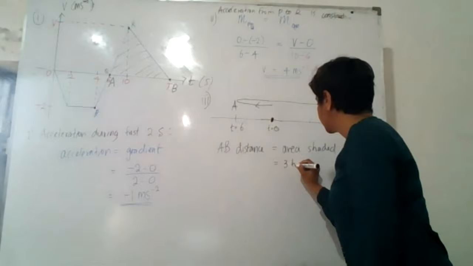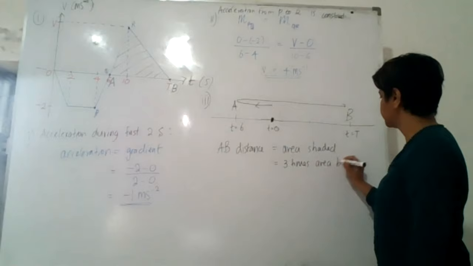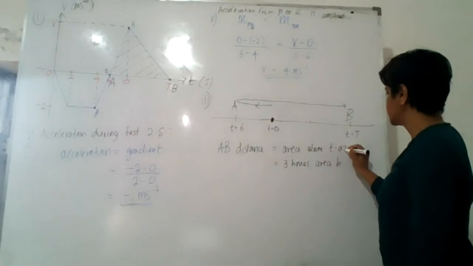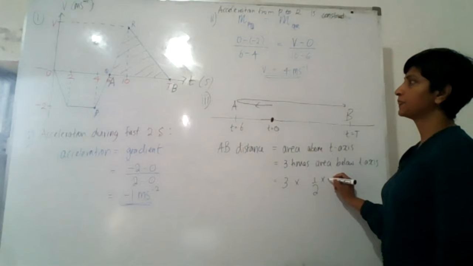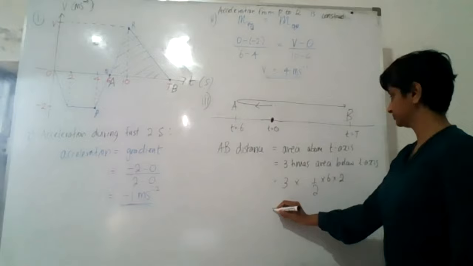I'll say area above the T-axis and area below the T-axis. That you can find. So three times half, base is 6, height is 2. 18 meters.